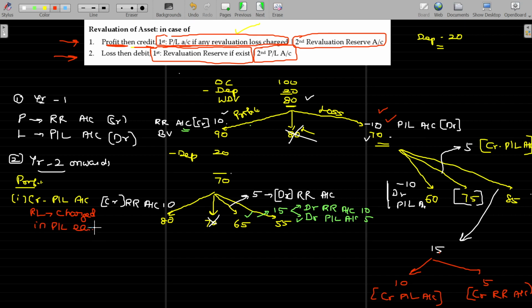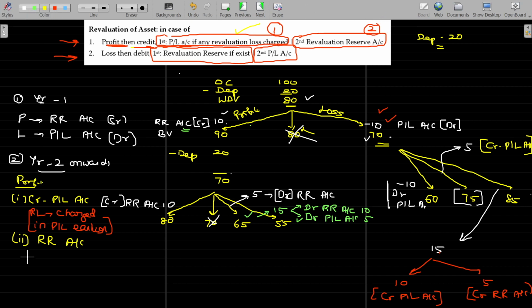So this will be applicable from the second year onwards. In the second year, if there is any gain, first you do this, and if there is still any profit available, then that will be transferable to the revaluation account. If there is a profit in the next year, first credit the P&L account to the extent of the loss debited with respect to that asset in the P&L account regarding the revaluation. That's the first point. If there is still a profit beyond that, then that profit will be transferable to the revaluation reserve. So that is the case of profit from the second year onwards.